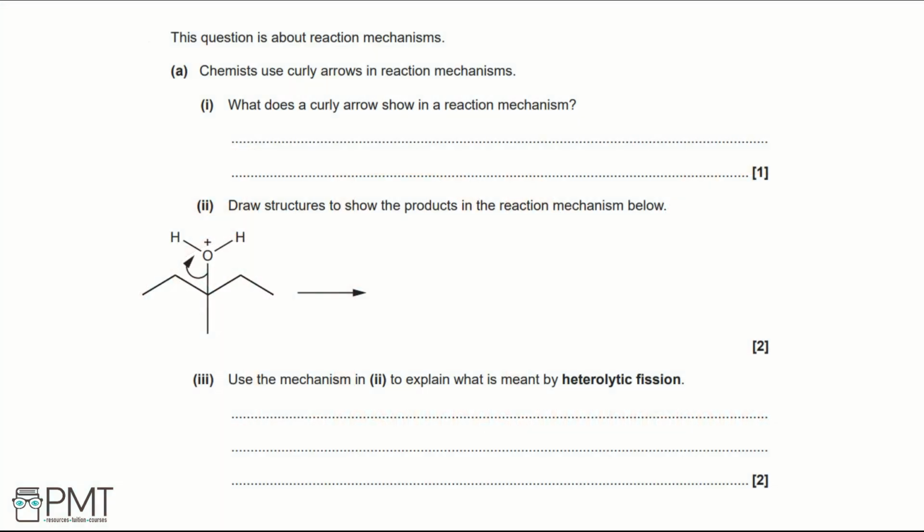This question is about reaction mechanisms. Part A. Chemists use curly arrows in reaction mechanisms. Part 1. What does a curly arrow show in a reaction mechanism?